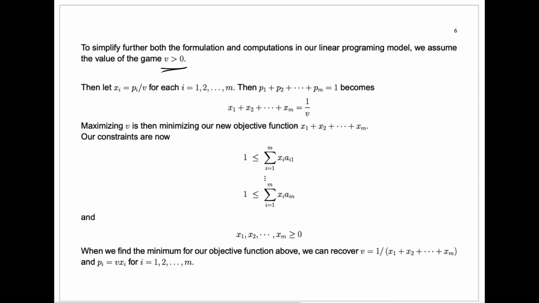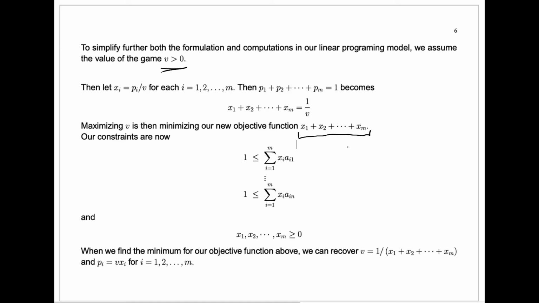Now, maximizing this number v will be the same as minimizing the x's, our new objective function, x1 plus x2 up to xm. So we're going to totally get rid of the old variables, the p's and the v, and we'll just have this new objective function, x1 plus x2 up to xm, which now we want to minimize.